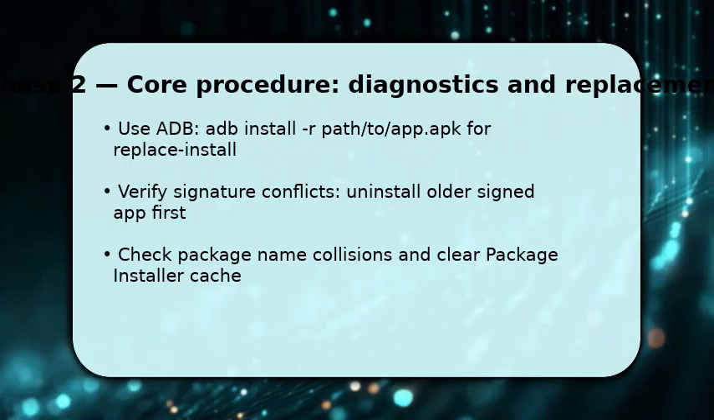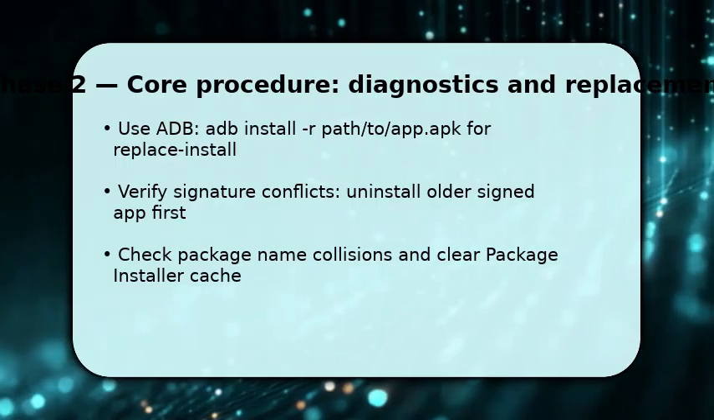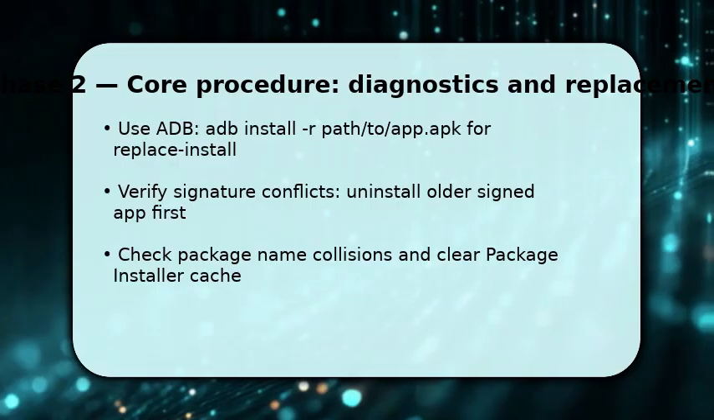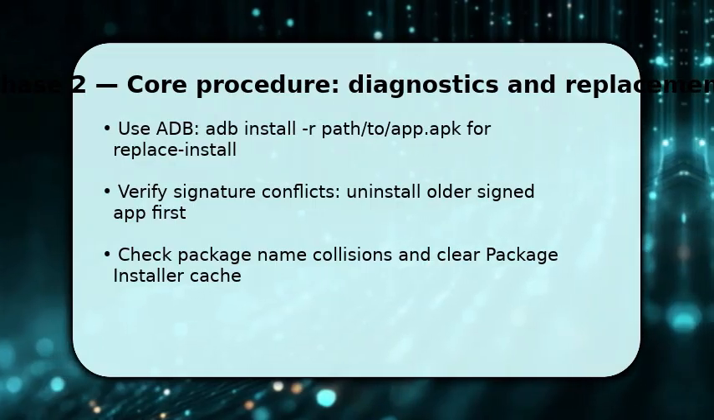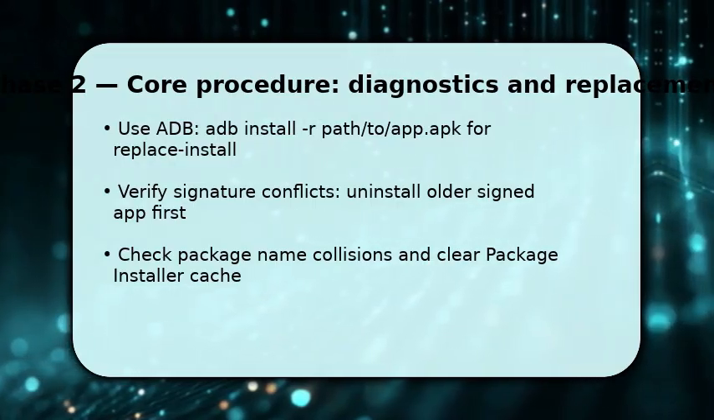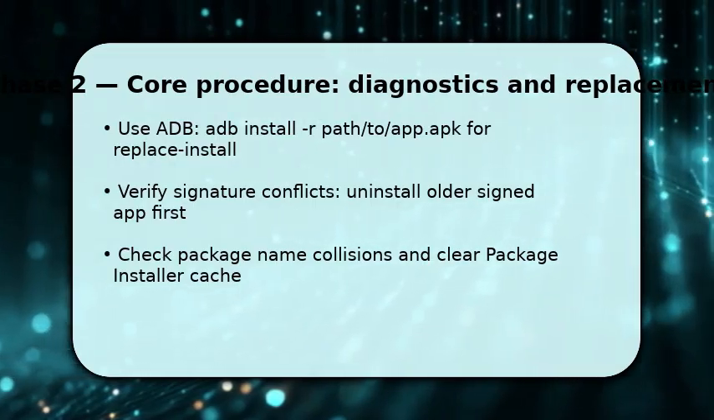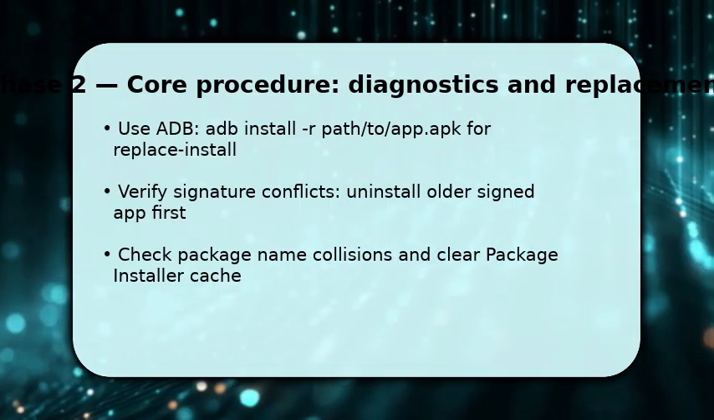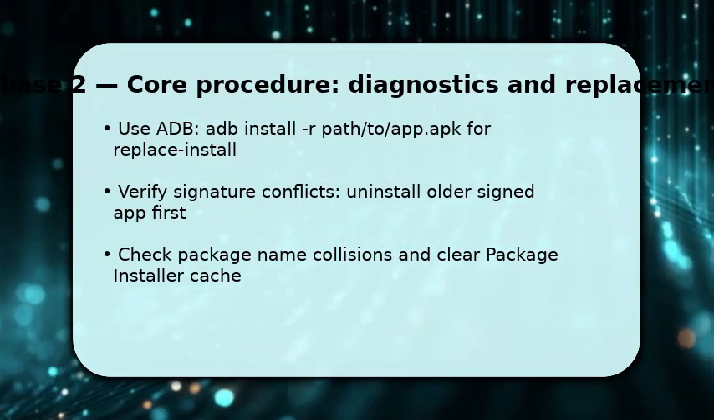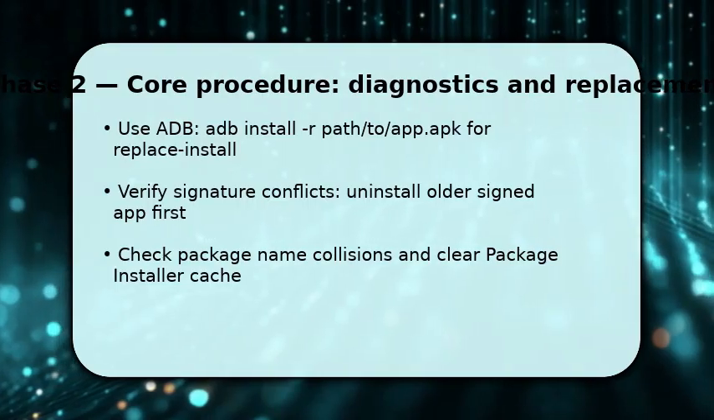If sideloading fails, connect via ADB and run adb install -r /path/to/app.apk to replace an existing app, this avoids signature mismatches. If the device reports a signature conflict, uninstall any older version first, because signing keys must match.